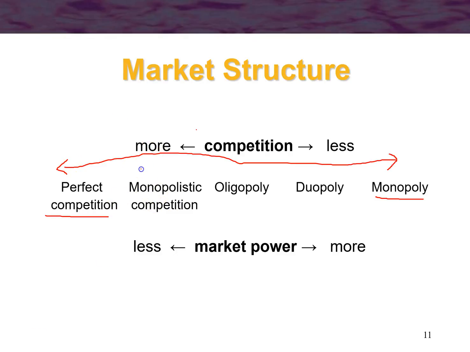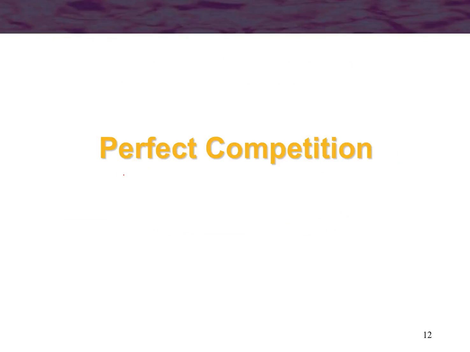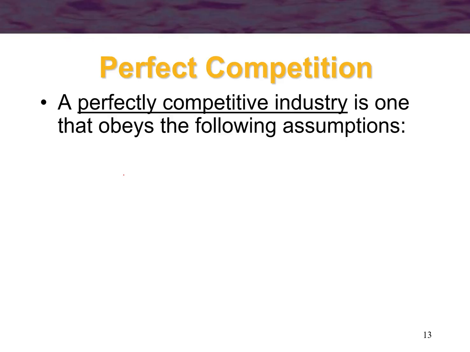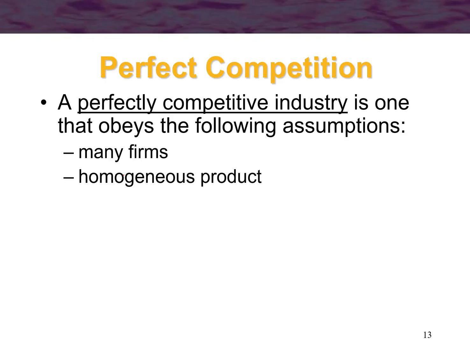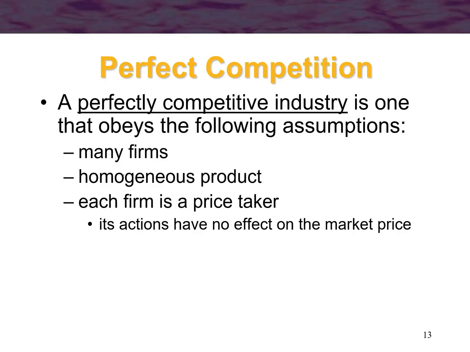This area right here is what we call imperfect competition. So let's take perfect competition first. Now, perfect competition has some characteristics. And these characteristics are, in this industry, there are many, many firms. And all of them are very small in terms of market share, and they're producing a homogeneous product. The product is identical, standardized. And each firm is a price taker.